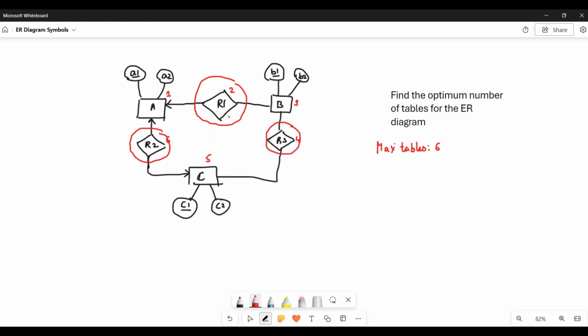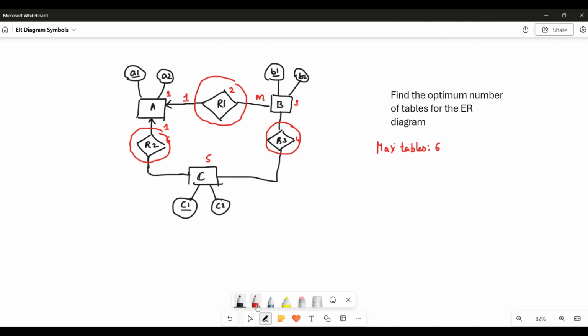These three relationships can be combined with the entities to minimize the tables, as we have already discussed, depending on the type of relationship. So what is the relationship between A and B? It's a one to many, right? What about the relationship between A and C? I'll take it as one to many.